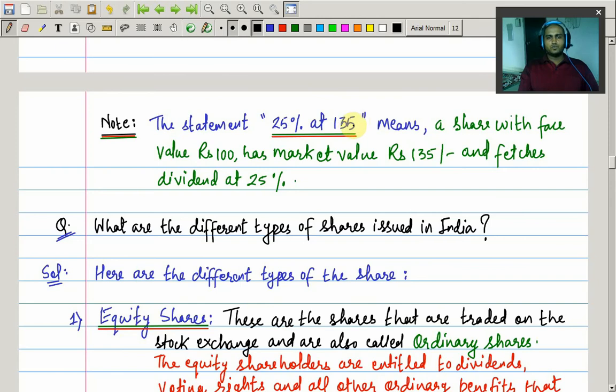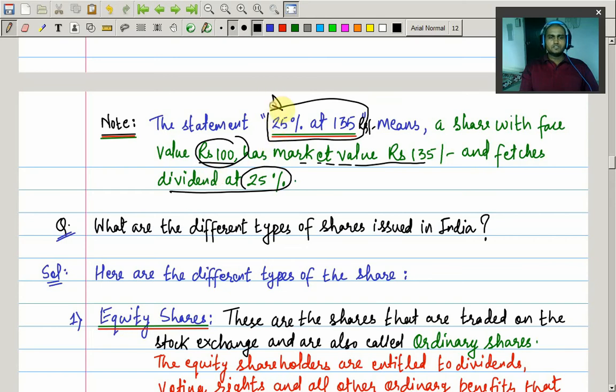Note the statement: 25% at 135, or 135 rupees, means a share with face value 100 has market value 135 rupees and it gives dividend at 25%. So by default, we are going to consider that in this statement my face value is rupees 100. This percentage is the dividend and this is the market value. And it fetches dividend 25%.